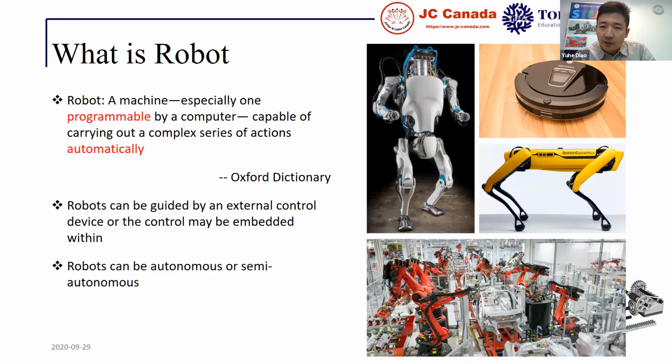Because there is a program inside the robot, it can move, it can do something by itself, right? Okay, so for example, here we have some examples, right? They are all different kinds of robot. Okay, we can program this. Yeah, these are some basic concepts about robot.